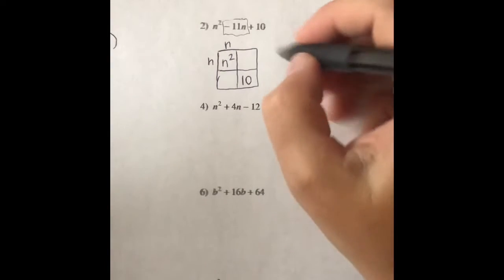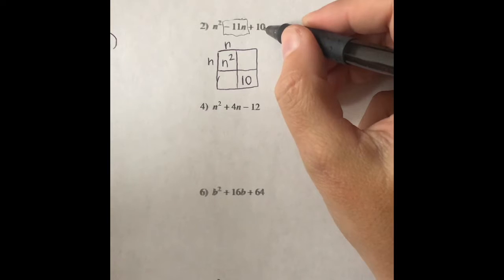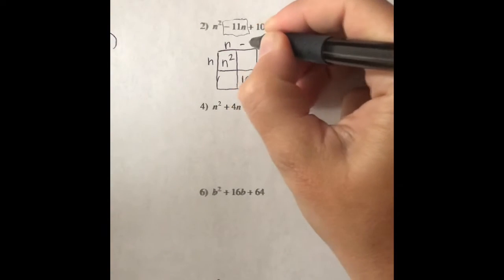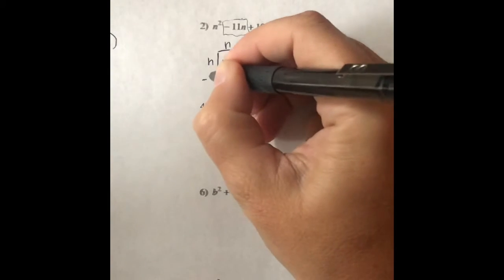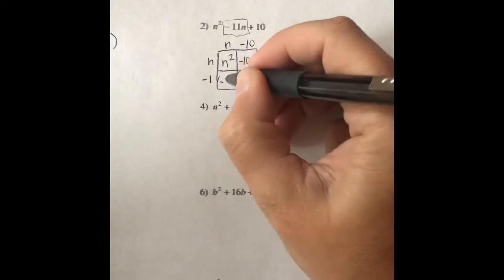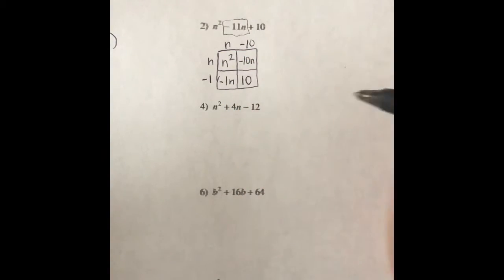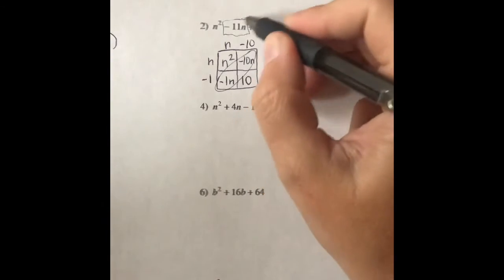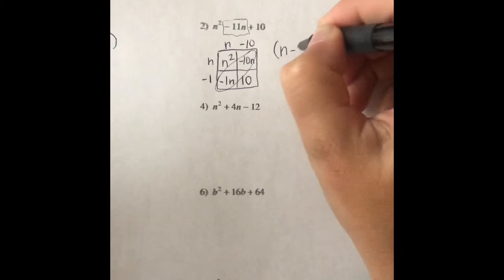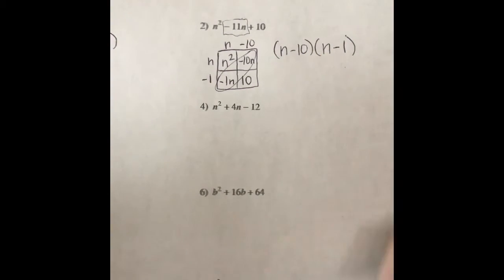So our factors of 10 are going to be 10 and 1, and 2 and 5. Well, 10 and 1 is going to give us that 11, but remember we want it to be a negative 10 and a negative 1 to give us a sum of negative 11n and a product of a positive 10. All right, so these do equal that negative 11n there. Final answer would be n minus 10, n minus 1.